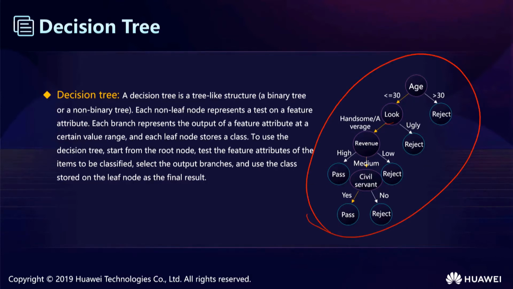It has nodes, branches and leaves. Each non-leaf node represents a test on a feature attribute, each branch represents the output of the feature attribute at a certain value range, and each leaf node stores a class. To use the decision tree, start from the root node, test the feature attributes of the item, select the output branches, and use the class stored in the leaf as the final result.